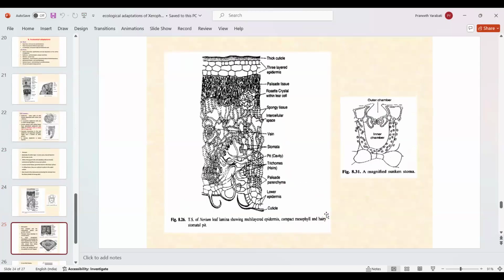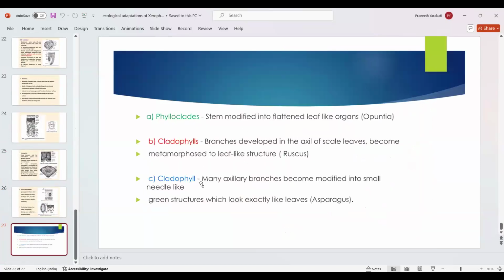So this is about the ecological adaptations of xerophytes. These are the main terms. Phylloclades are stems modified into flattened leaf-like structures, example Opuntia. Cladodes mean branches develop in the axils of the scale leaves and become metamorphosed into leaf-like structures, as in Ruscus. Many axillary branches become modified into small needle-like green structures which look exactly like leaves, example in asparagus. So these are the modifications mainly seen in xerophytes.